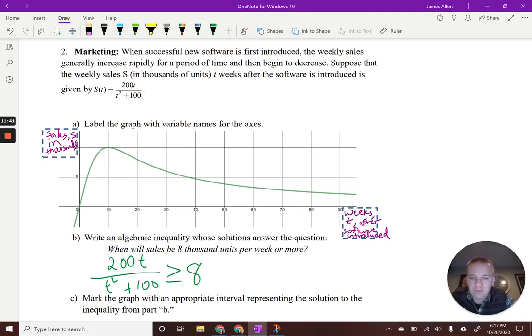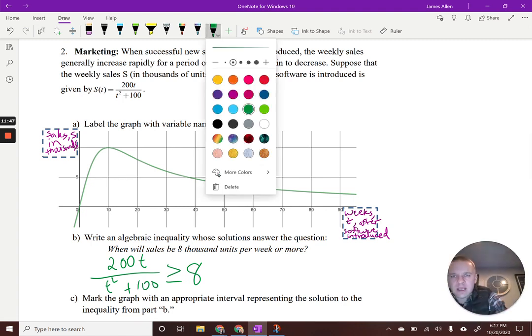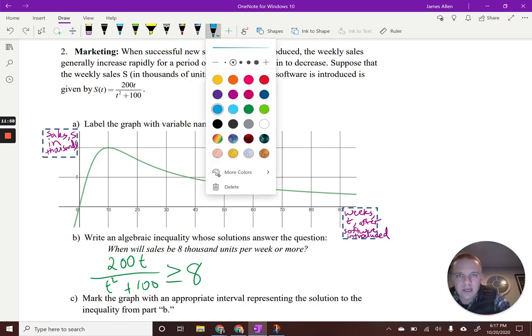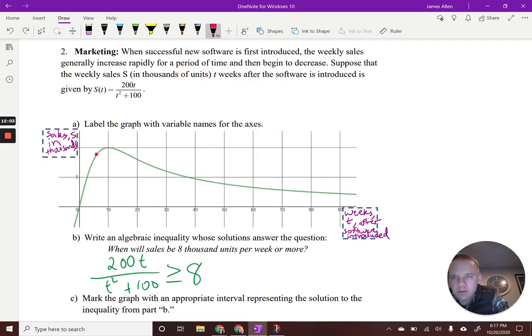Excellent. Mark the graph with an appropriate interval representing the solution to the inequality from part B. So what we're talking about here, and since the graph is green, I'll use a different color. I'm going to go with this blue color here. 8 would be roughly around this area. That's actually a little hard to see there. I'll change colors again. Go with a bright pink. So right here. And then where else is it going to be? It's going to be hitting right around there, right?